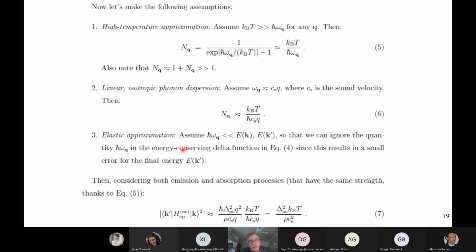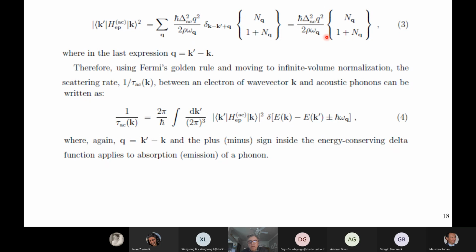Again, it's okay if you're calculating the momentum relaxation, for example. Clearly, you cannot justify it so well if we're dealing with energy relaxation. But the momentum relaxation, which is what the mobility is all about, this is a good approximation. It simplifies the calculation tremendously because then our square matrix element, remember, it was this object here.